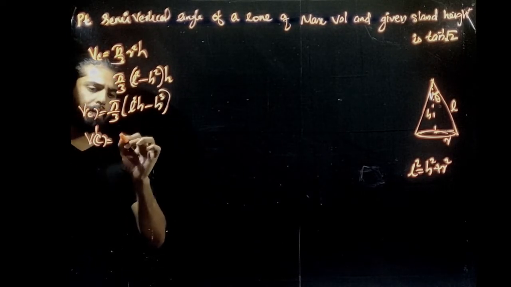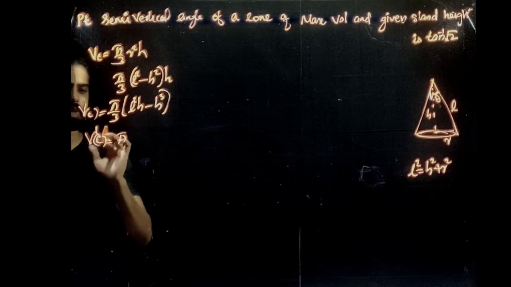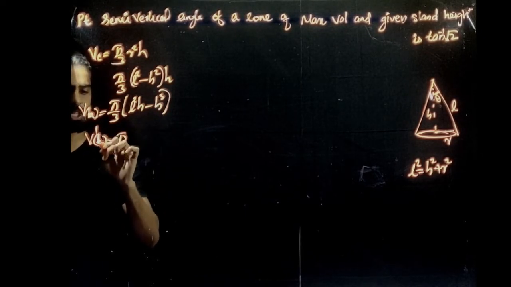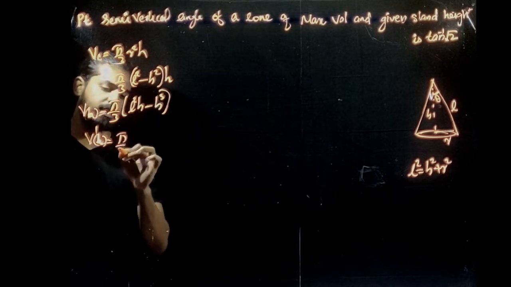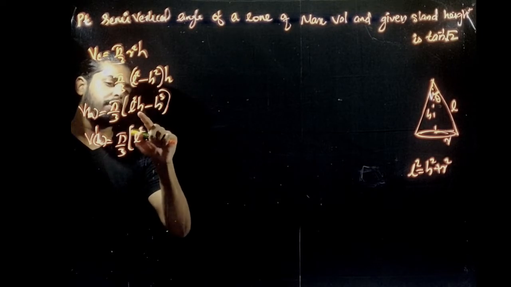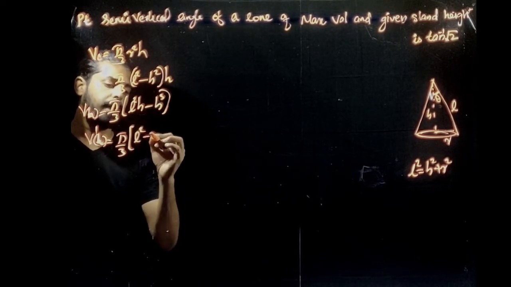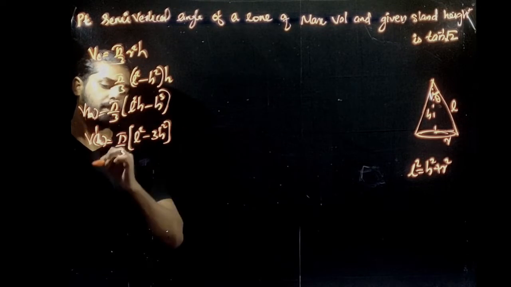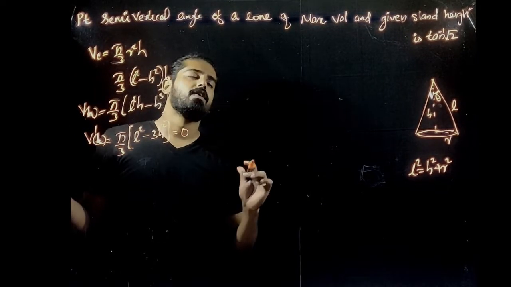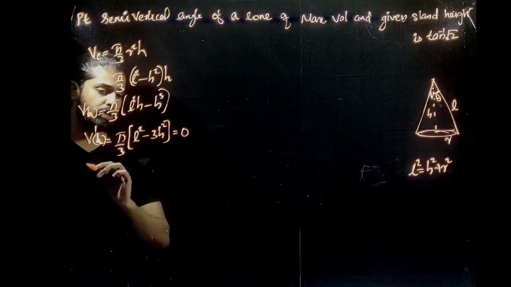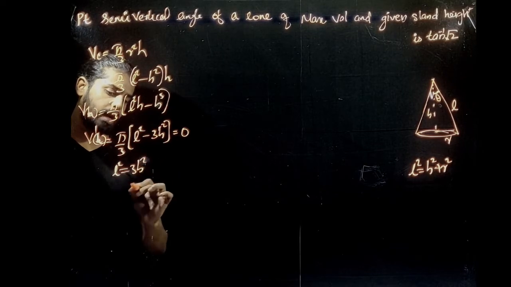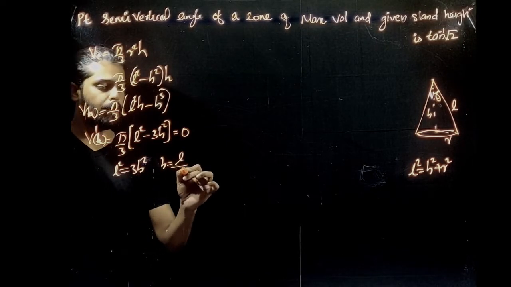So V double dash not c, V double dash h. This is in terms of h. So V dash h, first derivative, V dash h is equal to pi by 3 into L square minus 3h square. We are differentiating with respect to this variable h. We equate this with 0, since volume is maximum when the derivative is 0. So L square is equal to 3h square and h is equal to L upon root 3.